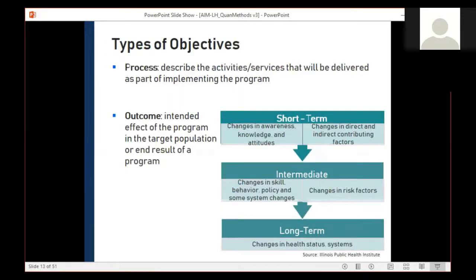All right. There are 2 different types of objectives: process and outcome. Process is related to what you are doing and how it will be accomplished, your action strategies. For example, by a certain time frame, conduct an outreach or education campaign with legislators on the importance of physical activity to garner support from a minimum of 10 legislators. Whereas outcome objectives are related to the intended effect of the program in the target population, or the end result of the program. And you're going to have short-term, intermediate, and long-term outcome objectives.